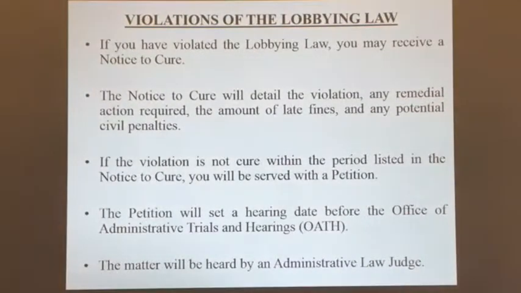The letter will contain a cure period, 14 days, almost in every instance, and you will have to fix that violation within those 14 days. After those 14 days, if you don't fix the violation, we will serve you with a petition, and the petition will set a hearing date at the Office of Administrative Trials and Hearings. The matter will be heard by an administrative law judge. If we make it to this stage before the administrative law judge, we always reserve the right to request additional civil penalties. So just keep that in mind. So this is the general process that occurs when there's a violation of the lobbying law.